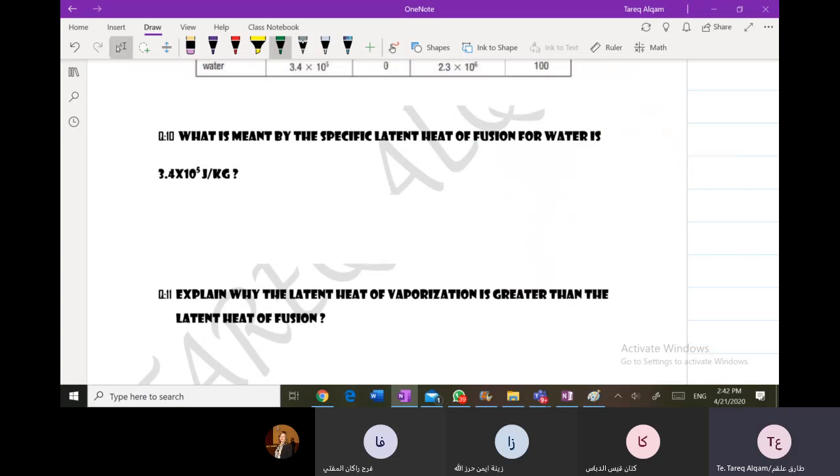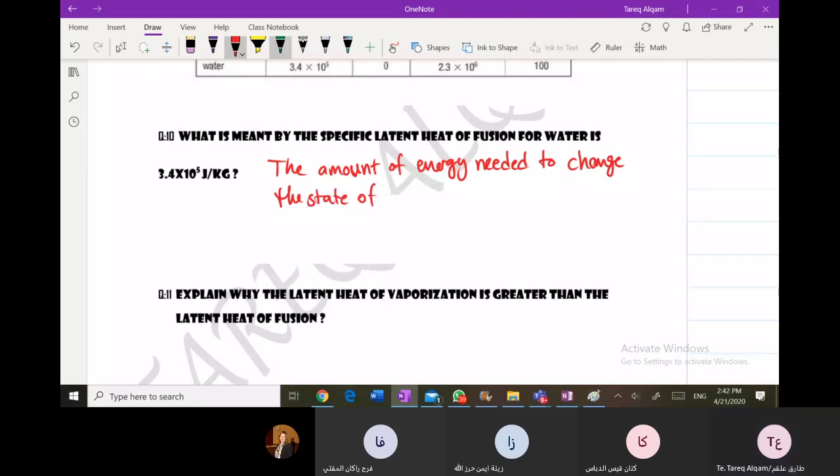What is meant by the specific latent heat of fusion for water is 3.4 times 10 to the power 5 joules per kilogram. This means, guys, that the amount of energy needed to change the state of ice from solid to liquid.